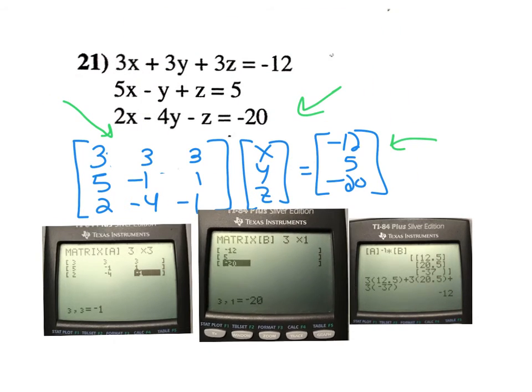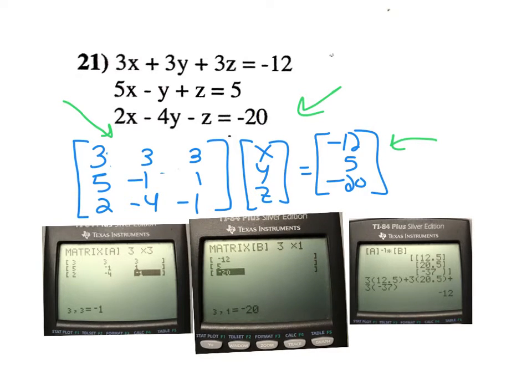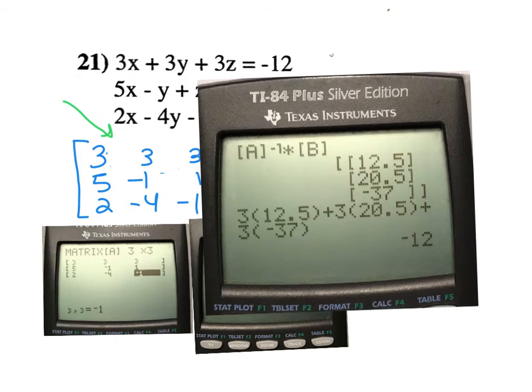So then what I have to do to finish is multiply the inverse of matrix A times matrix B, which is what I did on this screen. There's the inverse. That little X negative 1 button is your inverse, times matrix B. Hit enter, and I got those answers. Now, those answers kind of looked funny to me, so what I decided to do is test it out.